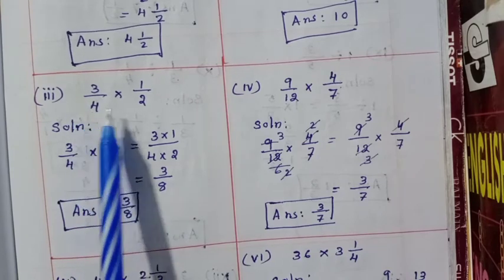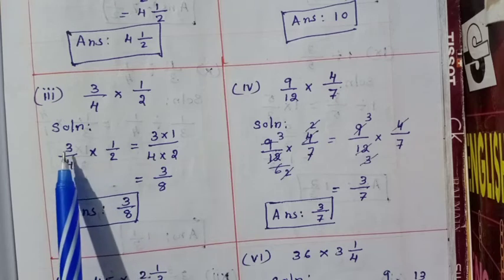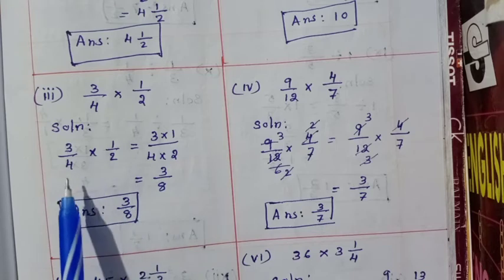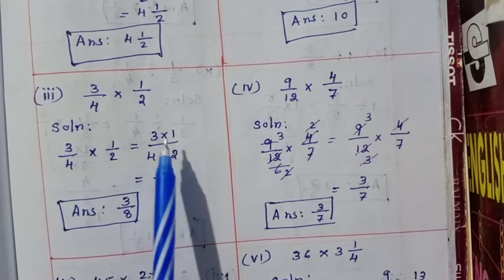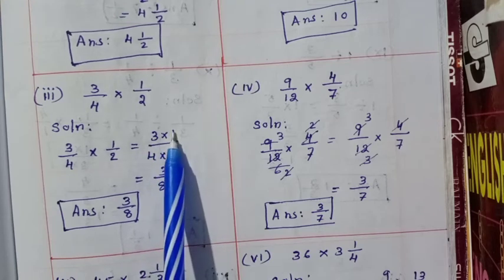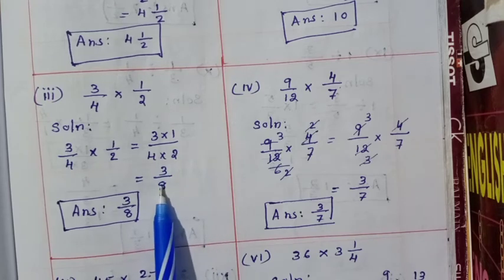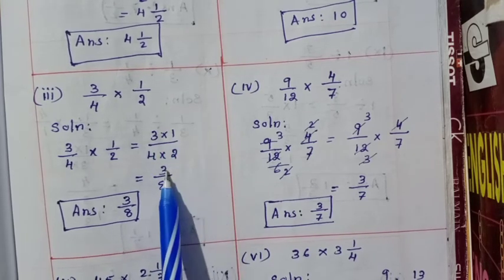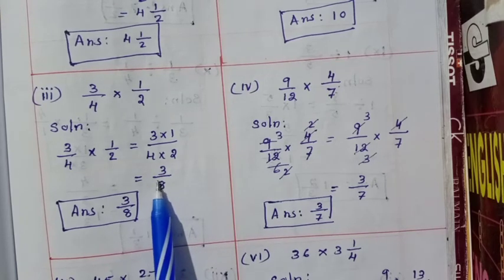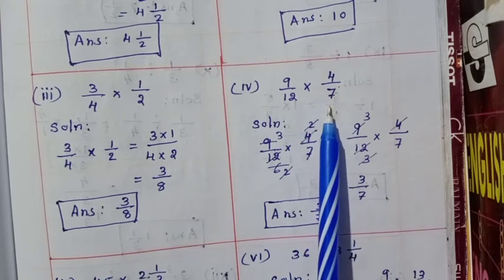3 by 4 into 1 by 2. So in the numerator 3 into 1, and in the denominator 4 into 2. We cannot divide or cut. So numerator multiply and write as numerator, and denominator multiply and write as denominator. So 3 into 1 equal to 3, 4 into 2 equal to 8. Then the answer is 3 by 8. Next number 4, 9 by 12 into 4 by 7.